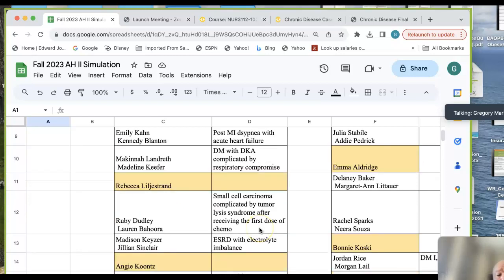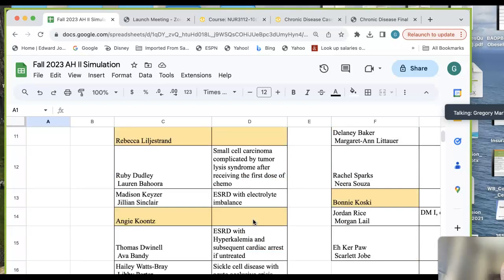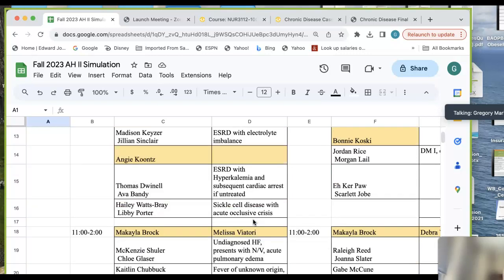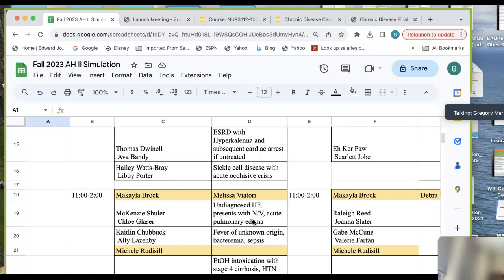If you don't quite remember enough about tumor lysis syndrome, then maybe read a little about what tumor lysis syndrome looks like prior to your simulation. Most of these cases are very low level. You may have a person with sickle cell disease and acute occlusive crisis, or a patient with sickle cell in their history who then has a PE. It's going to be a very straightforward situation that you as the clinical faculty will be able to work through very easily.